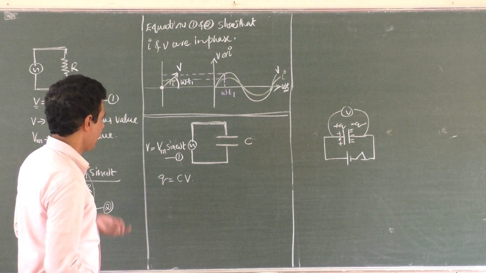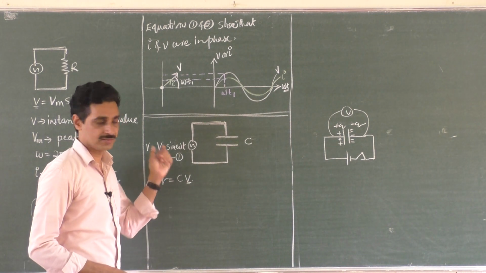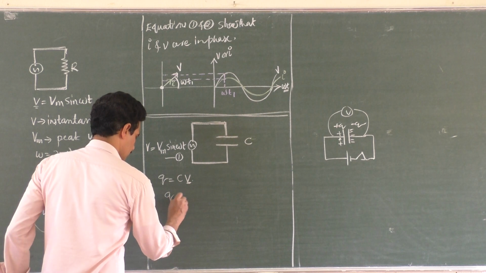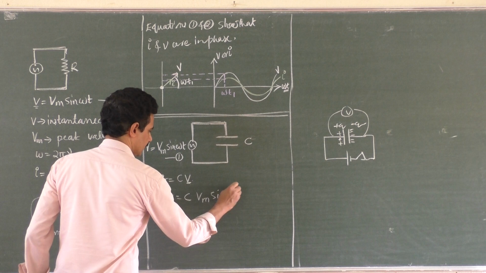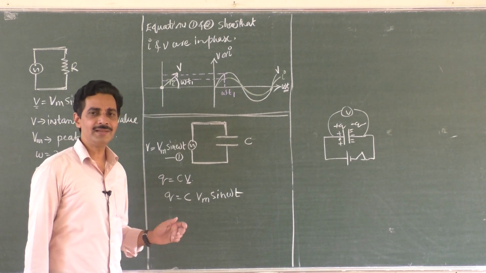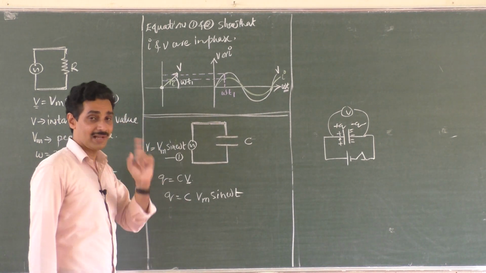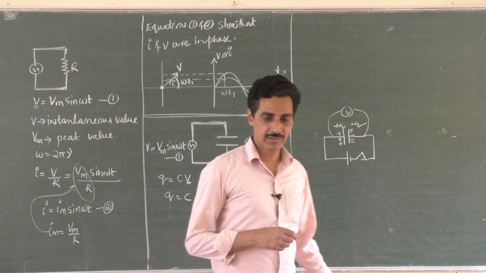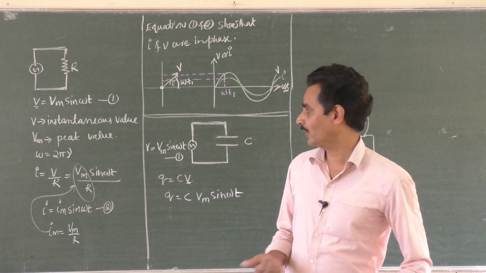Now, but V is not a constant voltage, it is a time varying alternating voltage. Q is equal to C times V, what is V? Vm sin omega t. So from here you have to start. Why did you write the equation for Q, sir? We want to compare voltage with current. Then why did you write the equation for Q? Of course, if you want to get the equation for current, the equation for charge will help you.